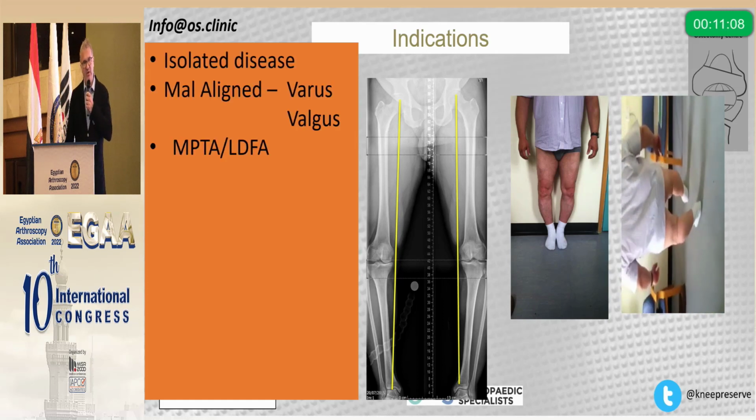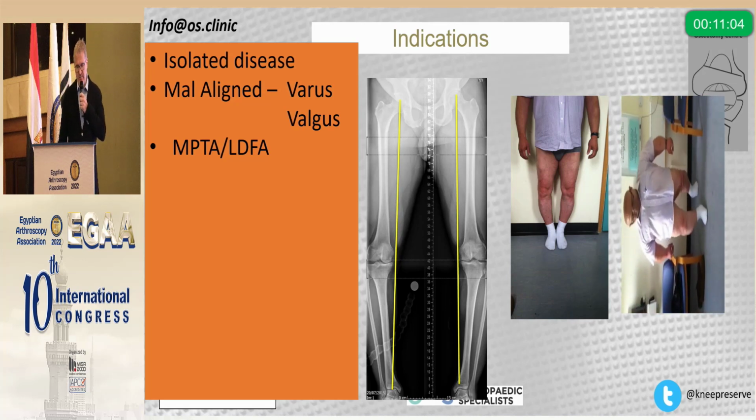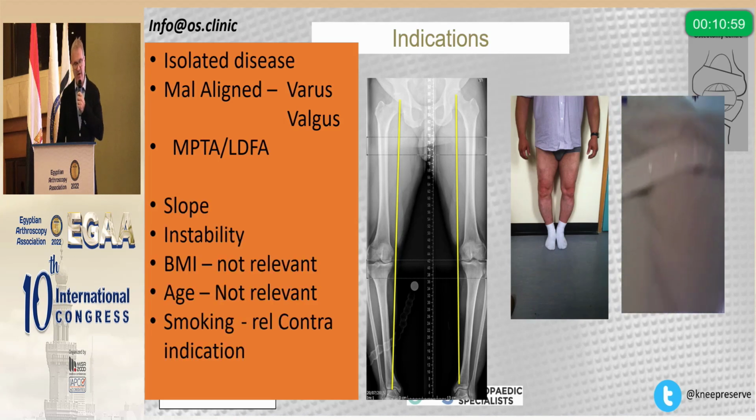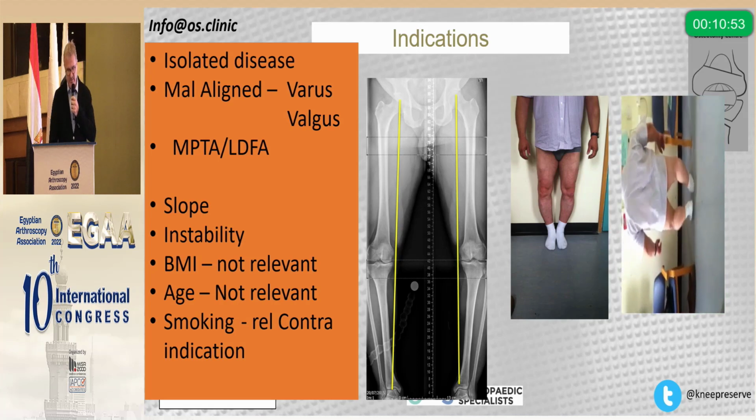And we know that if you have isolated disease, you're malaligned, and if we look at the MPTA and the LDFA, the critical angles around the knee, we can select patients, and we can use it to treat not just arthritis, but also manage the slope and manage instability.